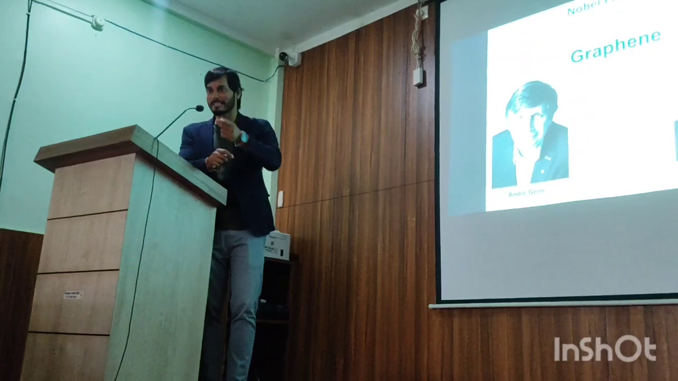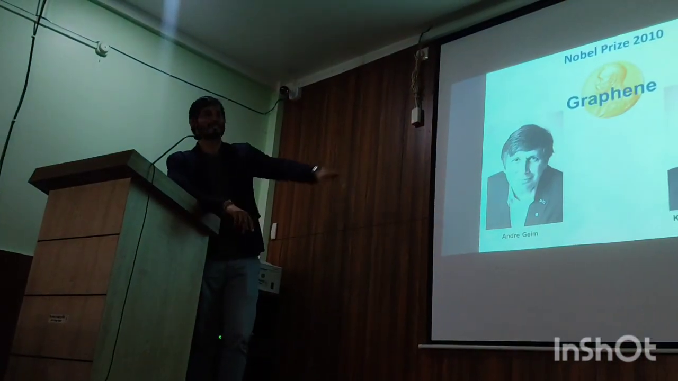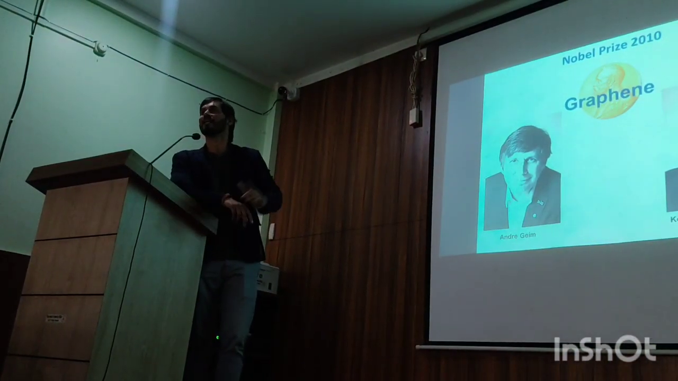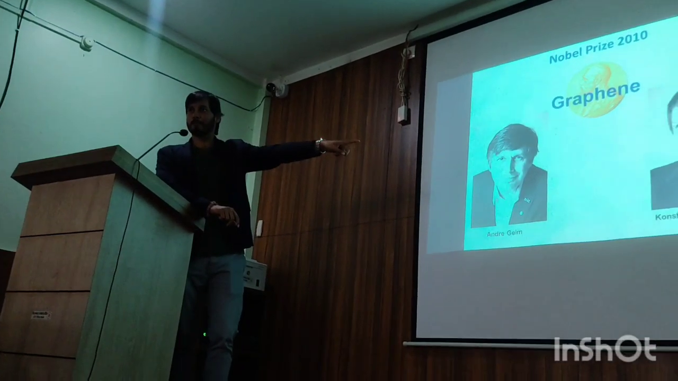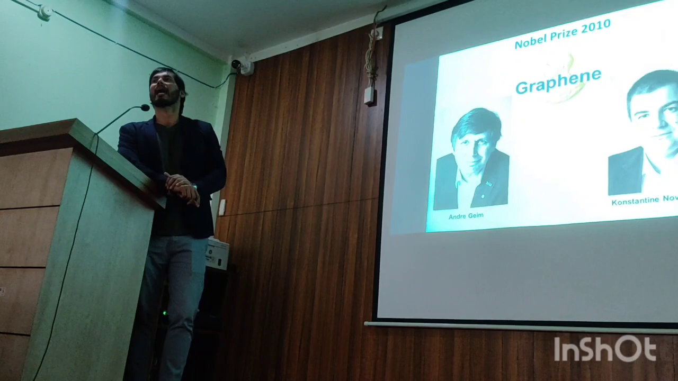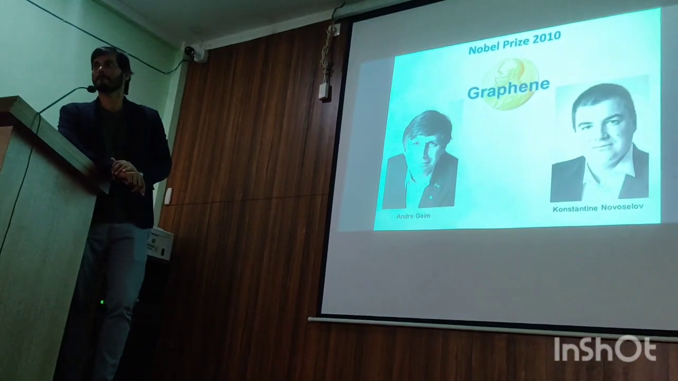So we have permission for 2 minutes of story. Basically Constantine, when he got the Nobel Prize, he was around 40. Before the Nobel Prize, just 6 months before, he was there in IIT Bombay. He came for a conference.